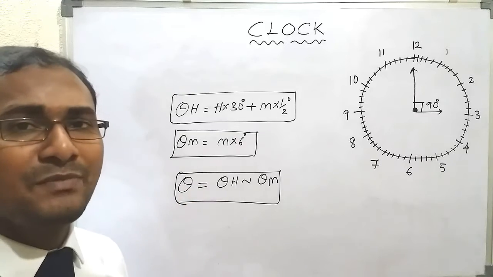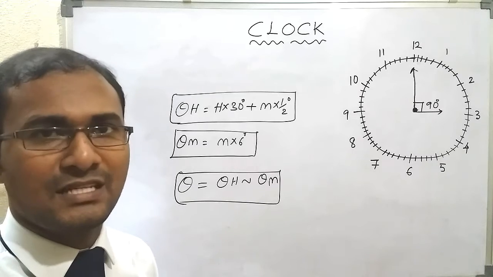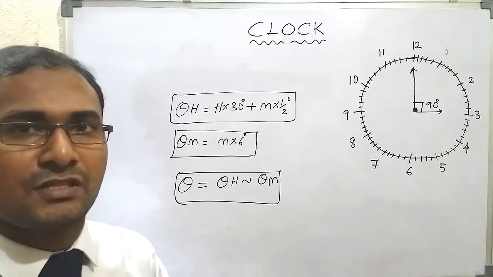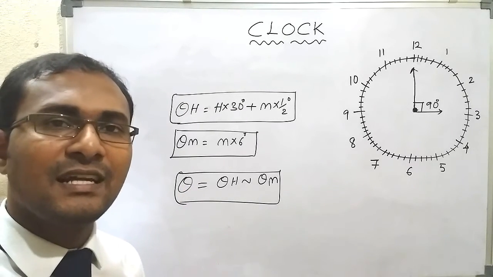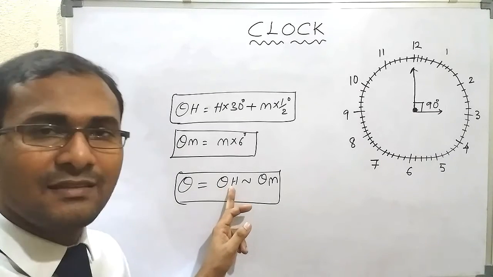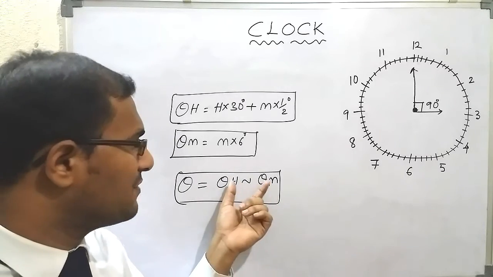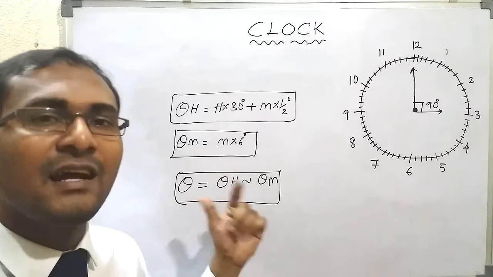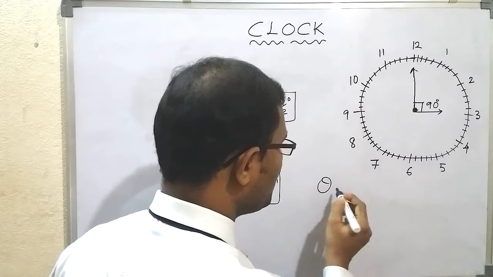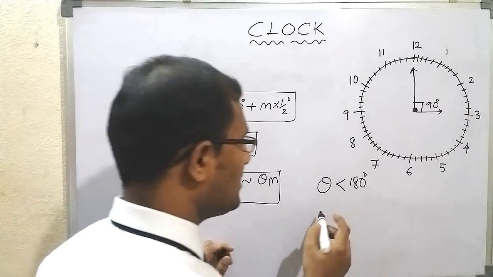Now suppose they ask you a question like, what is the angle between the hours hand and minutes hand? Definitely they are going to ask you this question, because this is one of the frequently asked questions. The angle between the hours hand and minutes hand is nothing but the difference between theta h and theta m. Remember, this value has to be always less than 180.